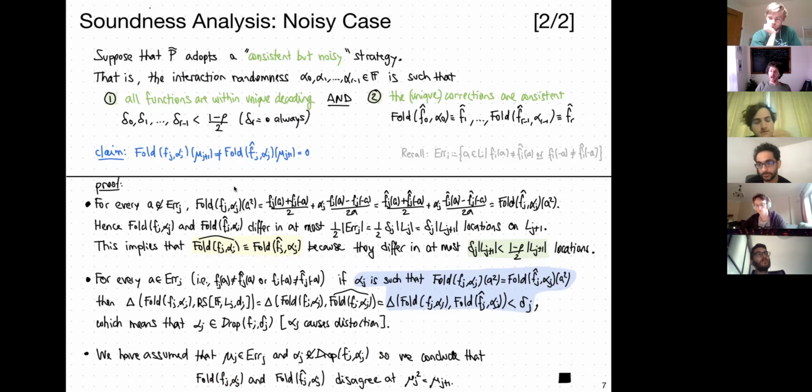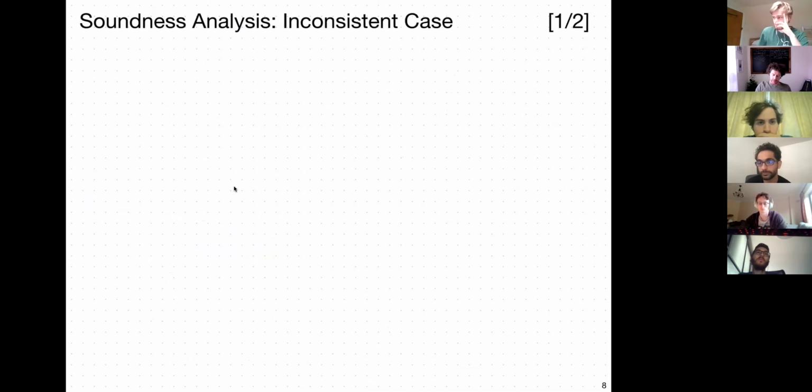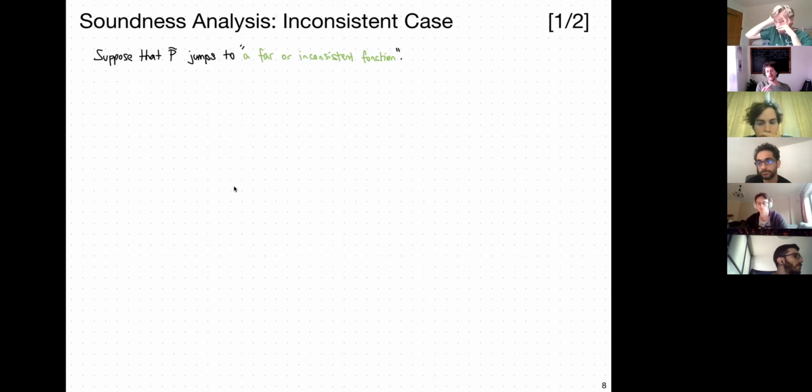And I don't think I'll have enough time to do the other case fully, so let me just very quickly tell you the high-level idea of what is happening there, and we can use the rest of the time to give more intuition and answer questions. So what is the other case? The other case is that the prover is behaving drastically. What do I mean by that? Either the prover jumps to something which is very, very far from having a nice structure, or it goes to some perfectly valid low-degree functions, but ones which are inconsistent.